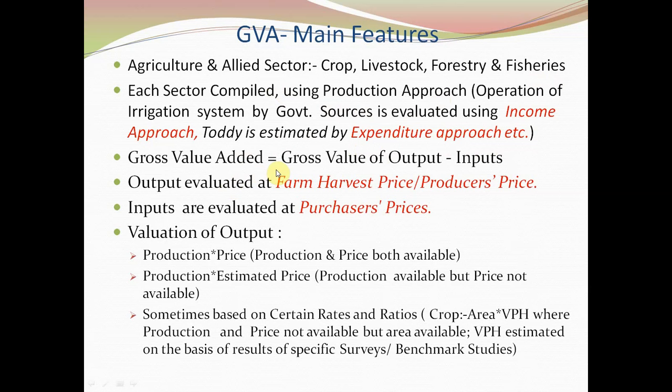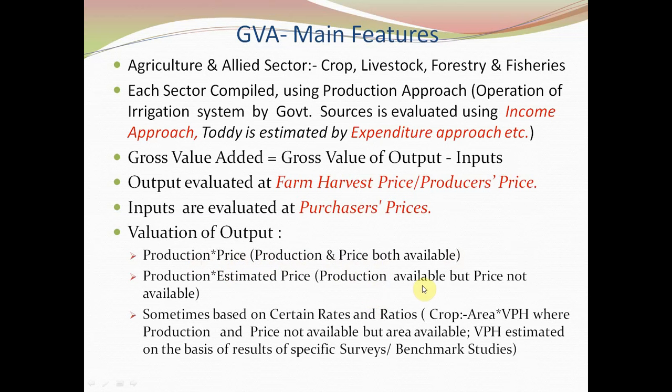Now, gross value added is the difference of gross value of output and input, whatever we have used for producing our goods. Output is evaluated at farm harvest price or producer's price, whereas inputs are evaluated at purchaser's prices. And value of output is taken by using production multiplied by price. Production is the total quantity and price is for per unit of quantity, where production and price both are available.